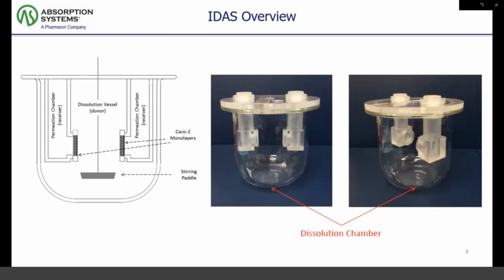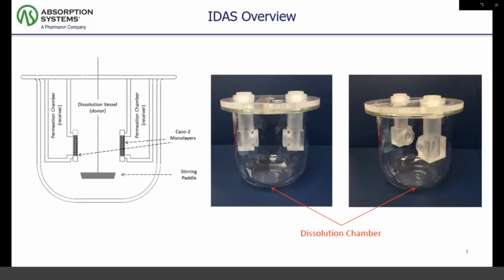The apical side of the cell monolayer faces the dissolution chamber, containing a biorelevant buffer, in this case fasted state simulated intestinal fluid, or FaSSIF. The basolateral side of the cell monolayer faces the permeation chamber, which is the receiver side of the device, containing a buffer at pH 7.4 with serum albumin to mimic blood plasma.